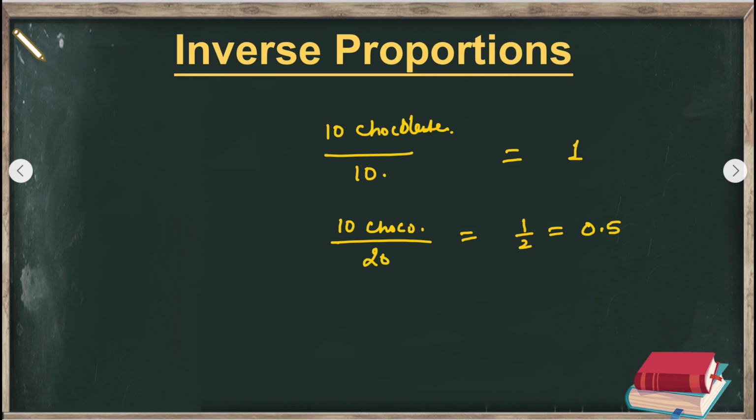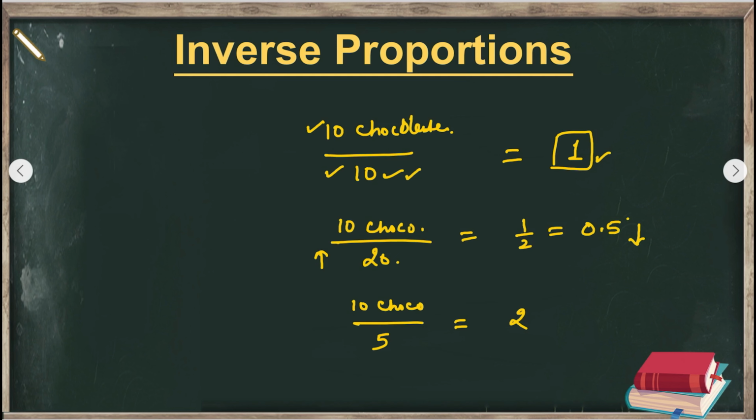Or if we reduce the number of children, again the chocolates remain the same, 10. If we decrease the number of children from 10 to 5, in that case each will get 2 chocolates. Initially we had 10 chocolates and 10 children, so each one got 1 chocolate. But if we increase the number of children, the quantity each one gets will reduce. That means an increase in the number of children is reducing the quantity of chocolate each one is getting.